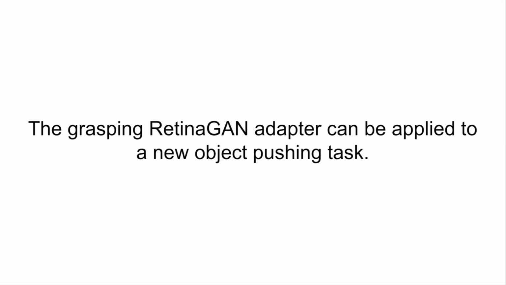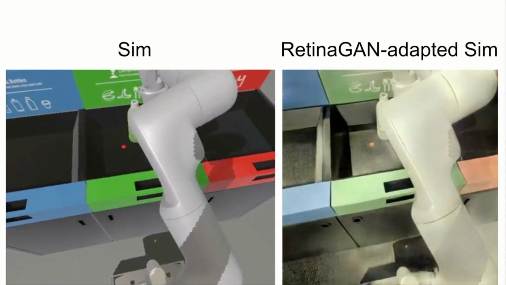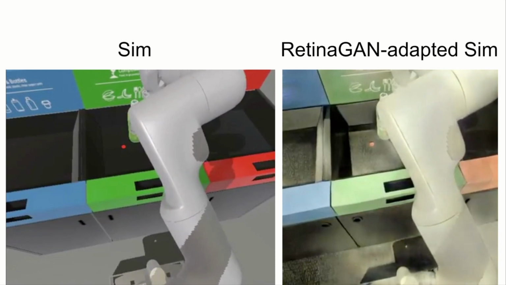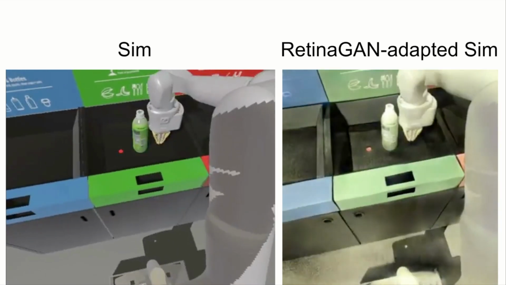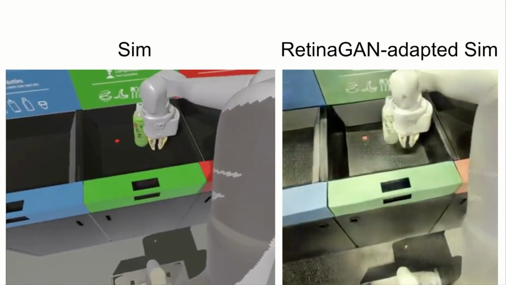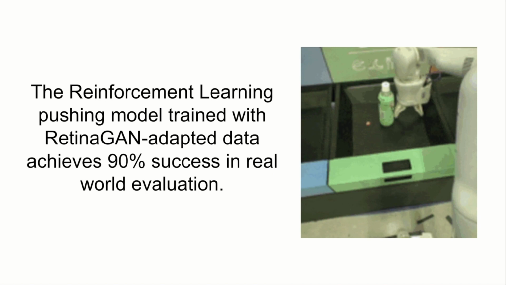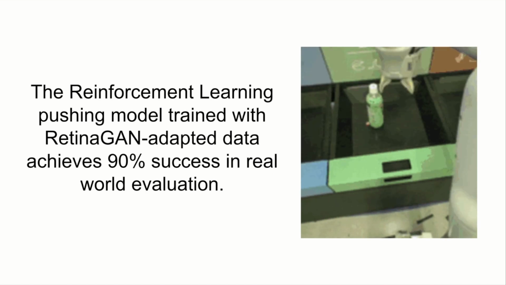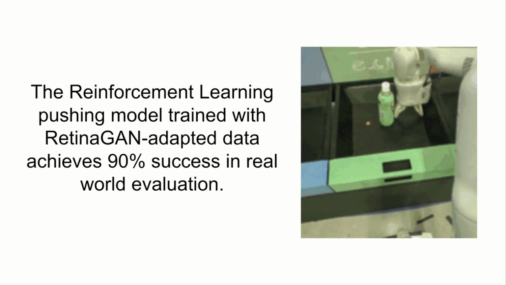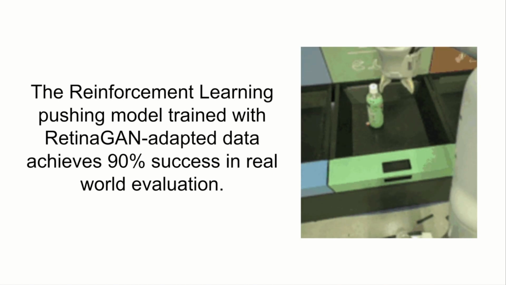We then apply the same RetinaGAN model trained for the grasping task to adapt images in a new object pushing task. We visualize simulation and RetinaGAN adapted images from the pushing task. This task is located in a similar environment, but there are distinctions like the red goal marker and the orientation of the robot base. When trained with purely simulation data, the reinforcement learning pushing model is able to achieve 90% success rate in pushing an object to a goal location without knocking it over.